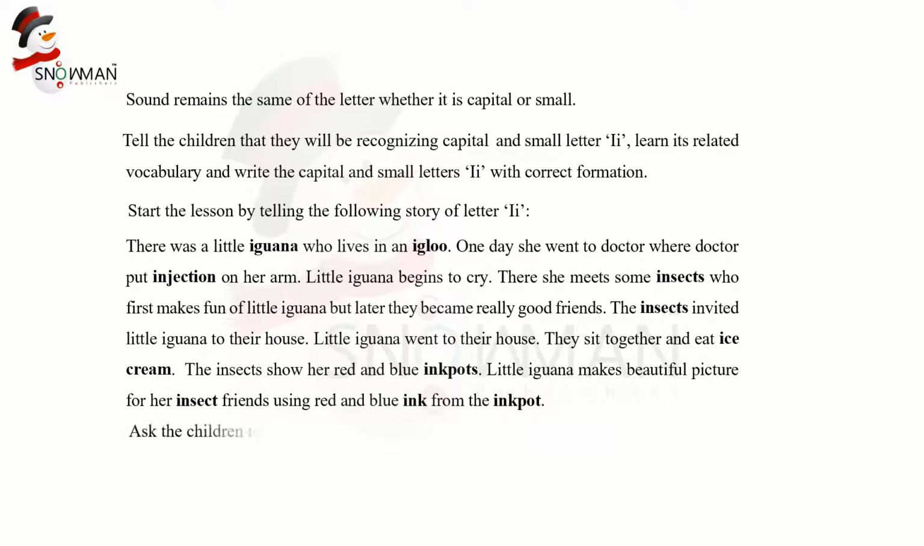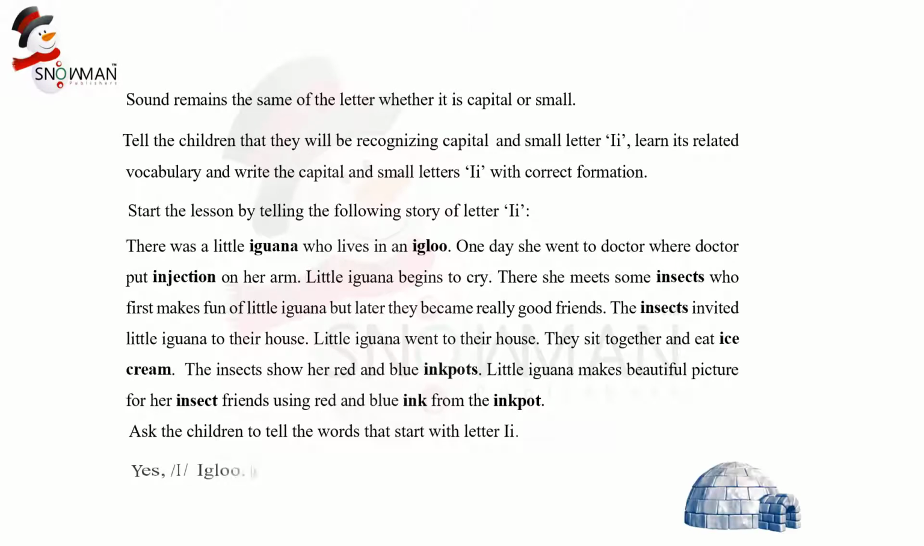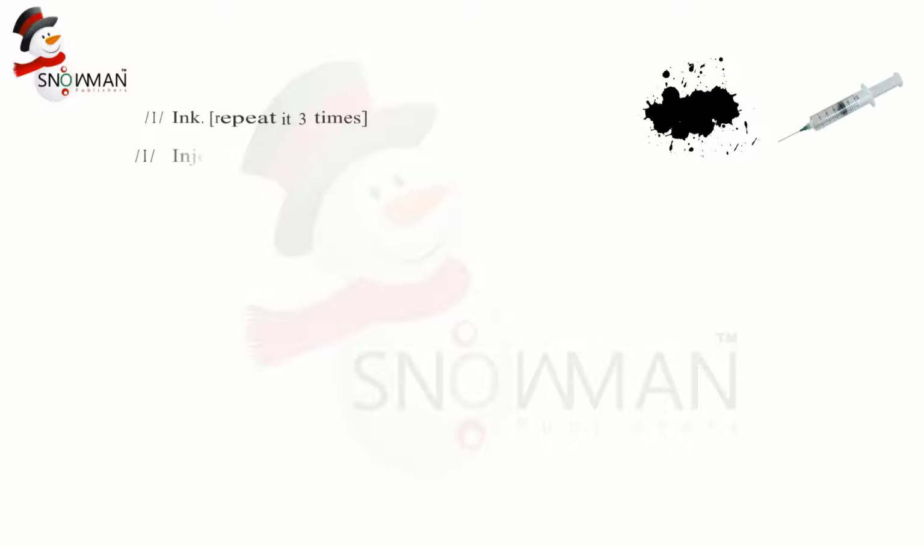Ask the children to tell the words that start with letter I. Yes: /i/, igloo, repeated 3 times. /i/, insect, repeated 3 times. /i/, ink, repeated 3 times. /i/, injection, repeated 3 times.